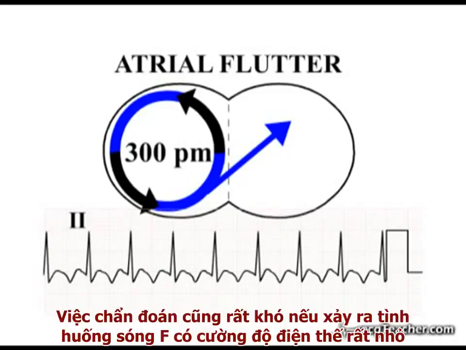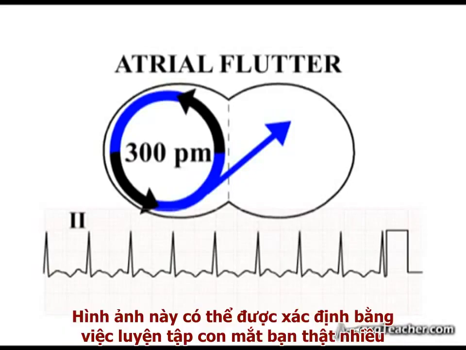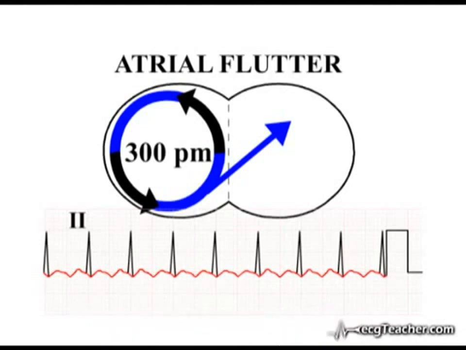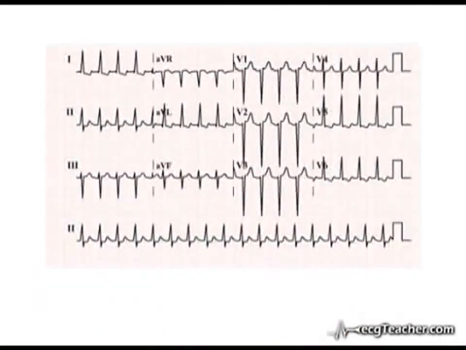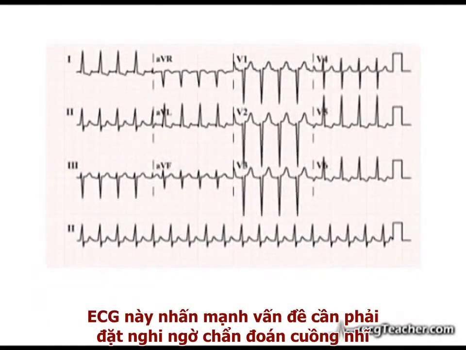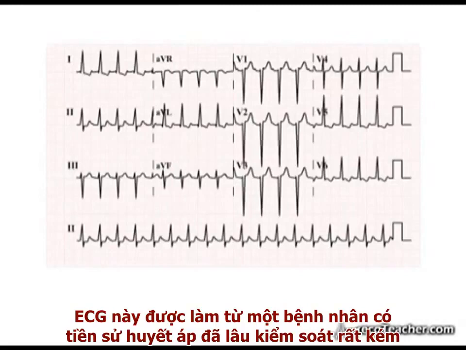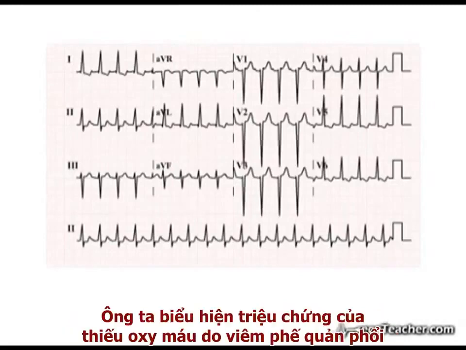The diagnosis may be particularly difficult when, as is often the case, the flutter waves are of low amplitude. Yet even here the pattern can be identified by the practiced eye. This is atrial flutter with 2:1 conduction. This ECG emphasizes the importance of a high index of suspicion in the diagnosis of atrial flutter. The ECG is taken from a patient with a long history of poorly controlled hypertension, who presented with marked hypoxia secondary to bronchopneumonia.